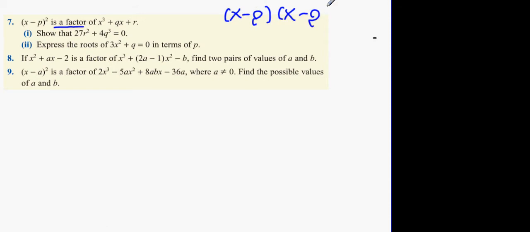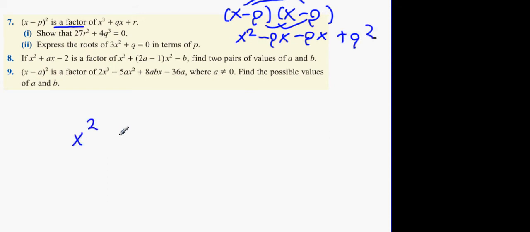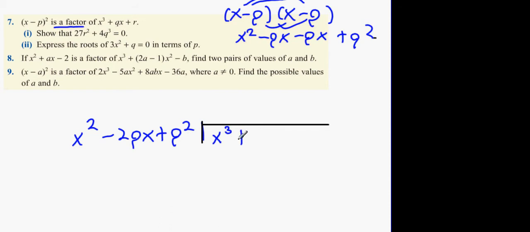Okay? And what we're going to get is x squared minus px minus another px plus p squared, and I'll get x squared minus 2px plus p squared, and that divides all into this equation here. Now the problem with this equation here is it has no x squared value. So what we're going to do is put in 0x squared plus qx plus r, and now we're going to divide in.